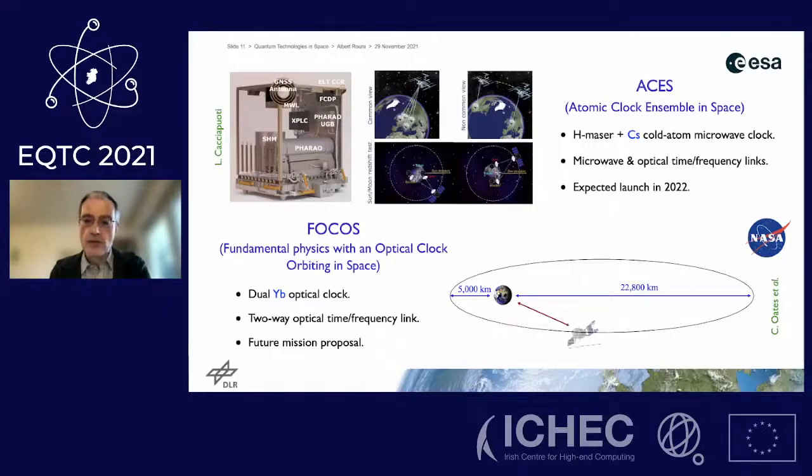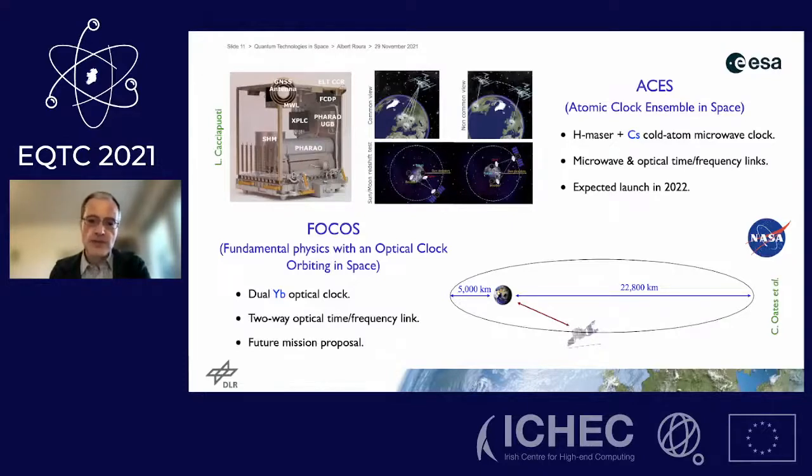an atomic microwave clock, same as employed nowadays in the frequency standards in metrological institutes, with cold atomic cesium. And as I said, it would also be equipped with the possibility of having microwave and optical links to ground. The expected launch, this is already very advanced, has been in design and construction for a number of decades, but there were some slight delays, but it's expected to be launched, if everything goes well, next year.